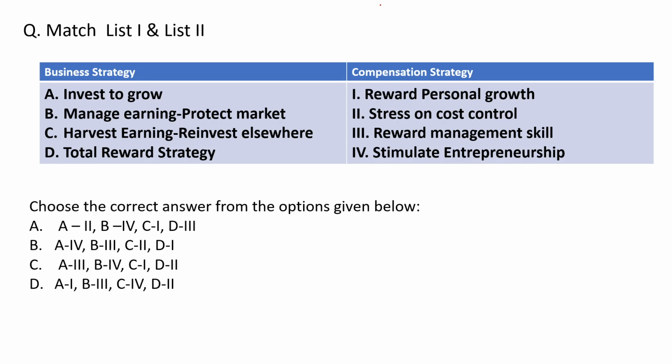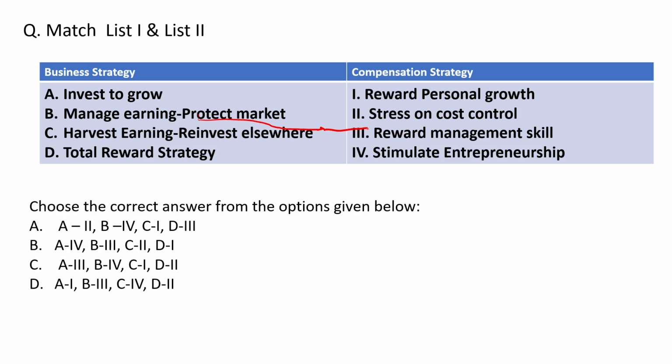Now you will say, sir, this is also quite a difficult question, but still you can try to protect your market or to manage your earning. Simply to manage your earning, what people do, people will focus on the cost control. People will try to manage the earning. Okay, if you are feeling it is quite complex, you can also do that. You can reward management skill, which can be used for managing earning and protecting the market.